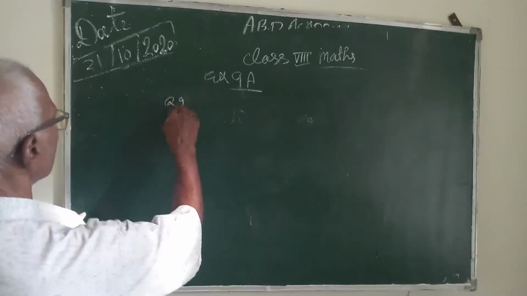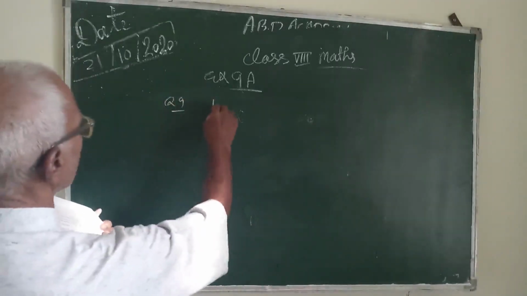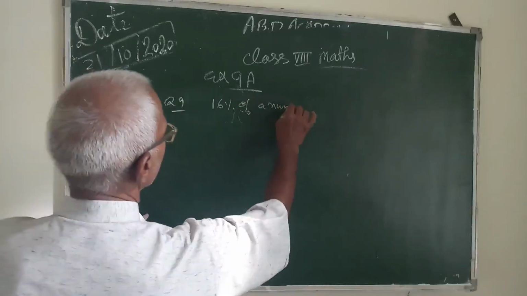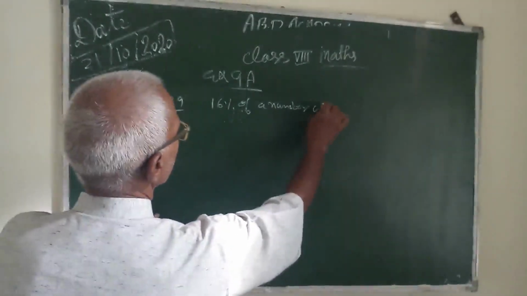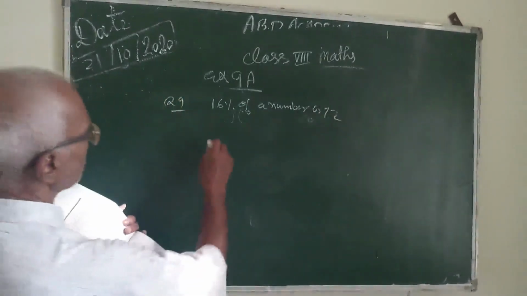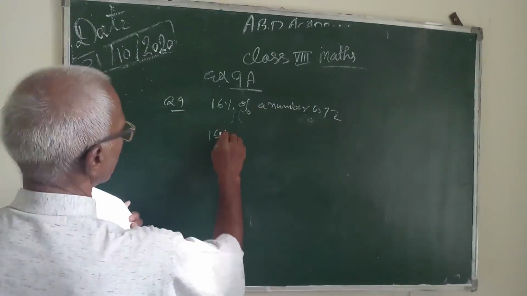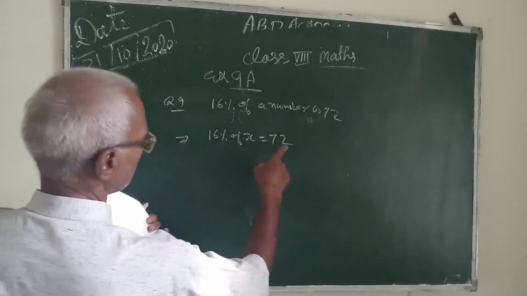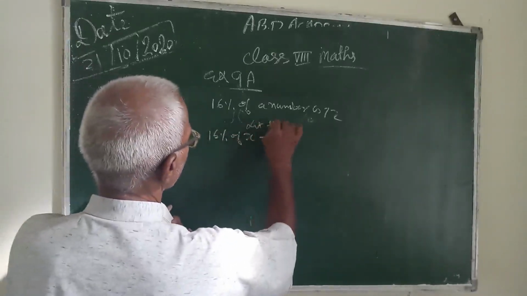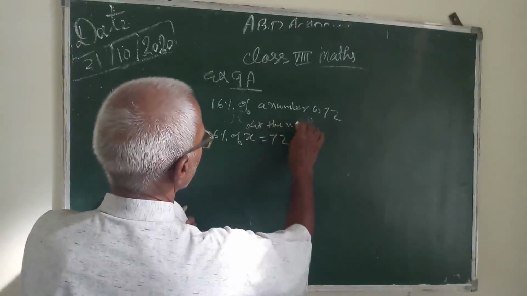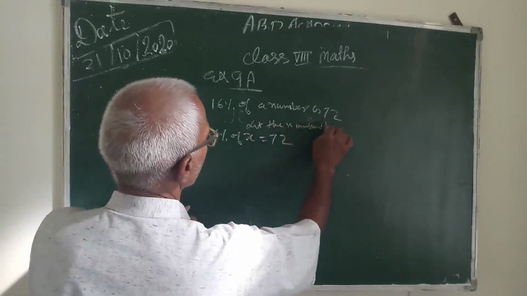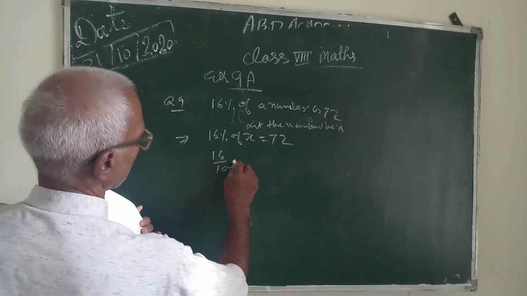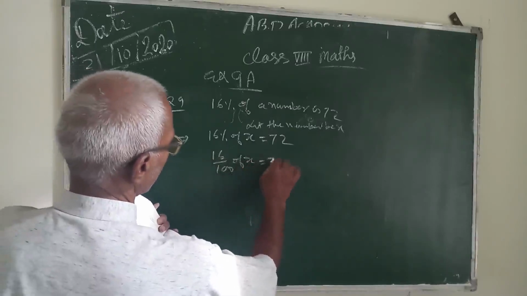Question 9. 16% of a number is 72. So let the number be x. So 16% of x is equal to 72. Let the number be x. So 16 upon 100 of x is equal to 72.